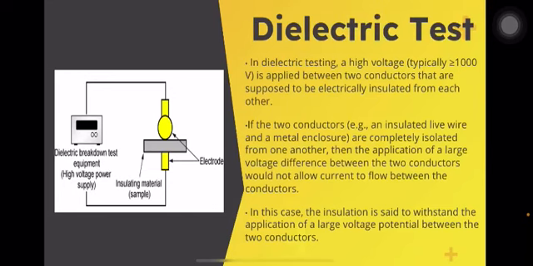Next is the dielectric test. In dielectric testing, a high voltage that is typically greater than or equal to 1000 volts is applied between the two conductors that are supposed to be electrically insulated from each other. If the two conductors, for example, an insulated live wire and a metal enclosure, are completely isolated from one another, then the application of a large voltage difference between the two conductors would not allow current to flow between the conductors. In this case, the insulation is said to withstand the application of a large voltage potential between the two conductors.